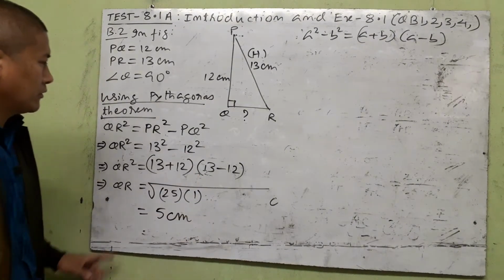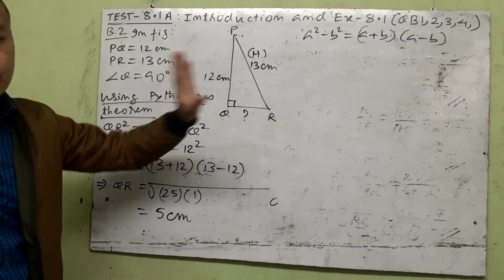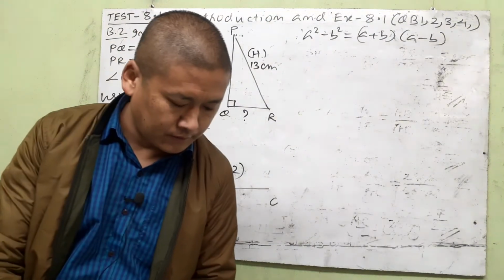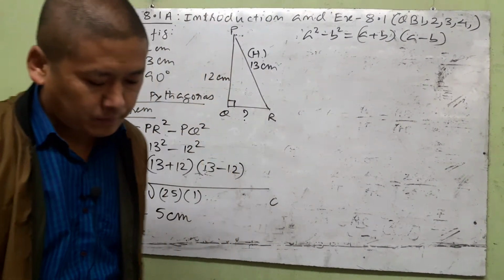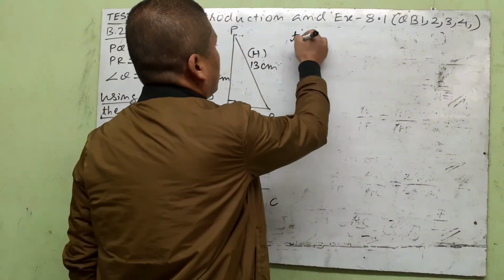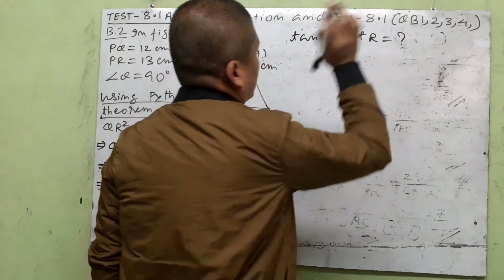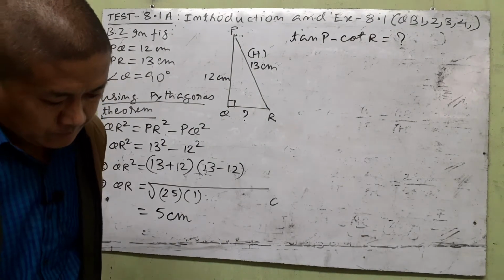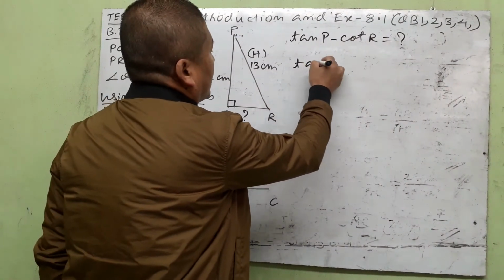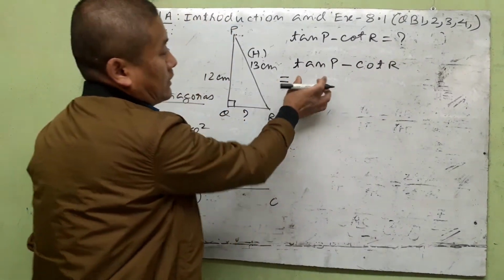So all the three sides are known now. QR is 5 centimeter, this is 12 centimeter, and PR is 13 centimeter. So we are ready now to answer what the question is asking. The question is saying, find tan P minus cot R, I think. So we have to find tan P minus cot R. So let's start. We write here tan P minus cot R, and put an equal sign here.